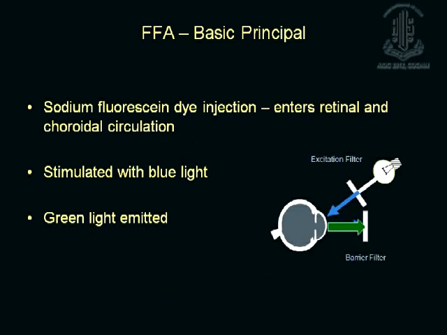We all know about the basic principles of fluorescein angiogram. We inject a fluorescein dye which enters the retinal choroidal circulation. This is stimulated by blue light, which then the unbound dye gets stimulated and emits a green light, which then comes out of the eye, passes through the filter and is captured on the film. These filters are important because they should allow only blue light to go in and only green light to come out. A mismatch causes what we call autofluorescence.